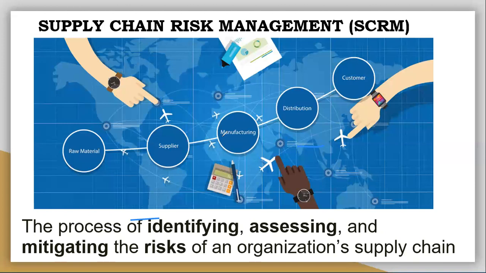However, today we'll be looking at the risk associated with what? An organization's supply chain management. The process of supply chain risk management is the process of identifying, assessing, and mitigating the risk of an organization's supply chain. In simple terms, what I'm saying is managing risk associated with all third-party hardware, third-party software, and third-party services to an organization.